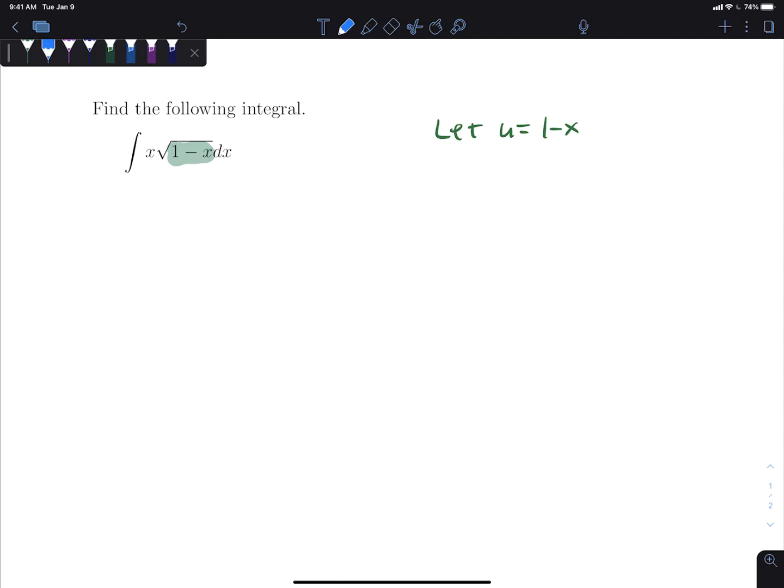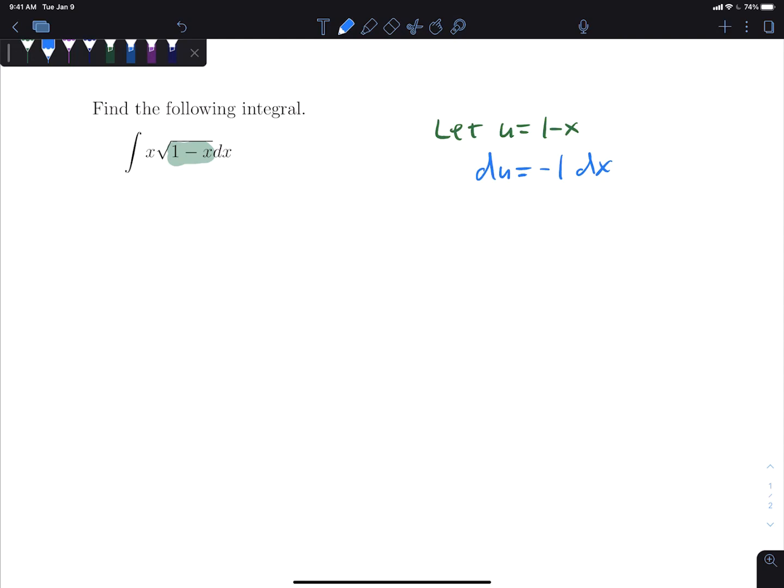And we're going to take the derivative of that. That's going to give me du is equal to, now the derivative of 1 is 0. The derivative of negative x is negative 1. And then just multiply that by dx. So this is negative 1 dx, basically.